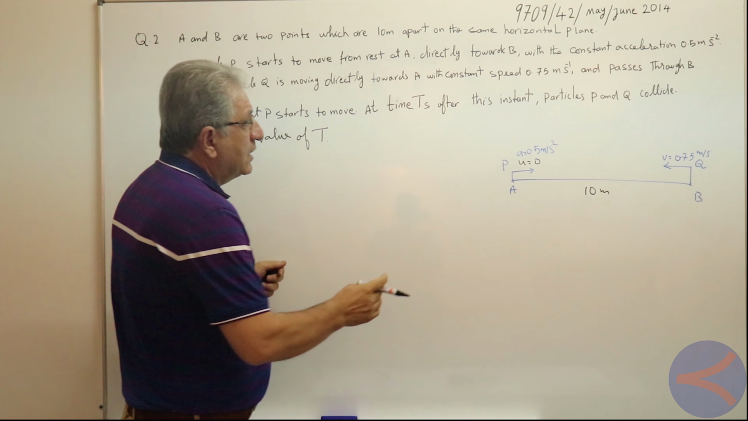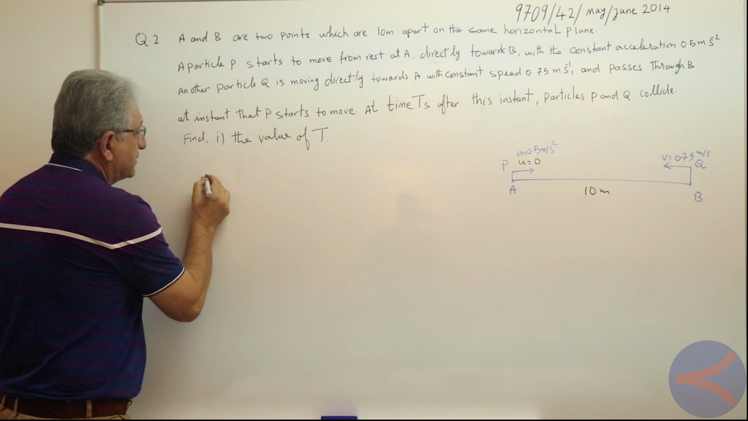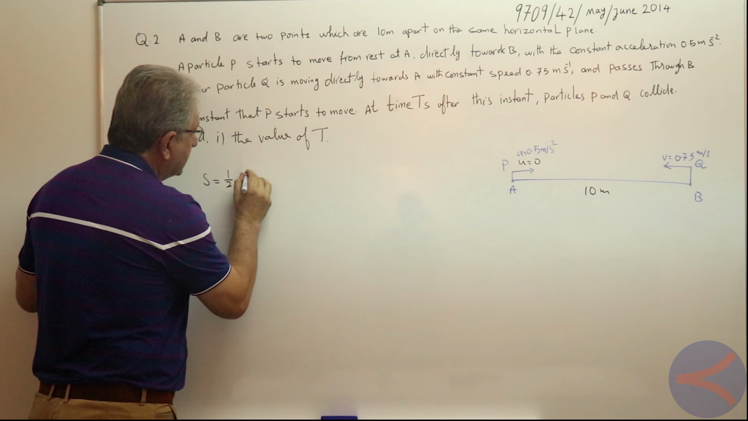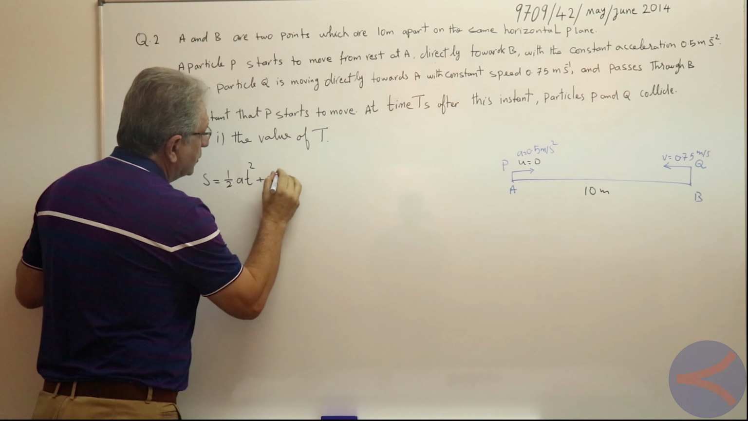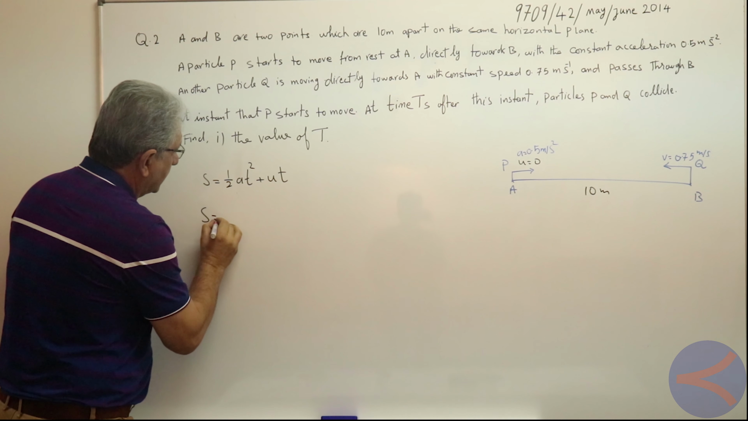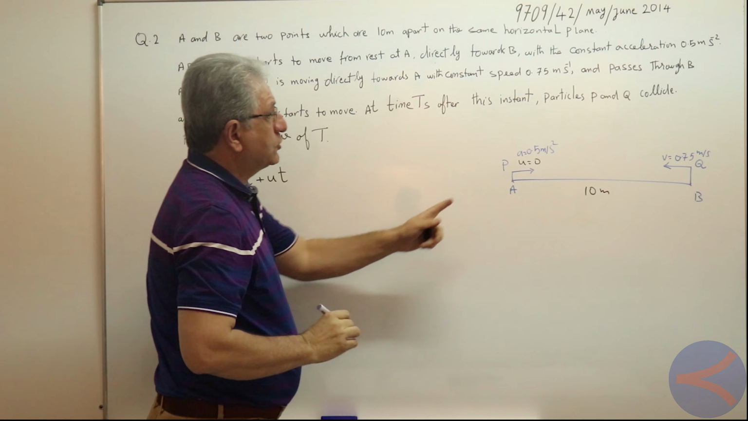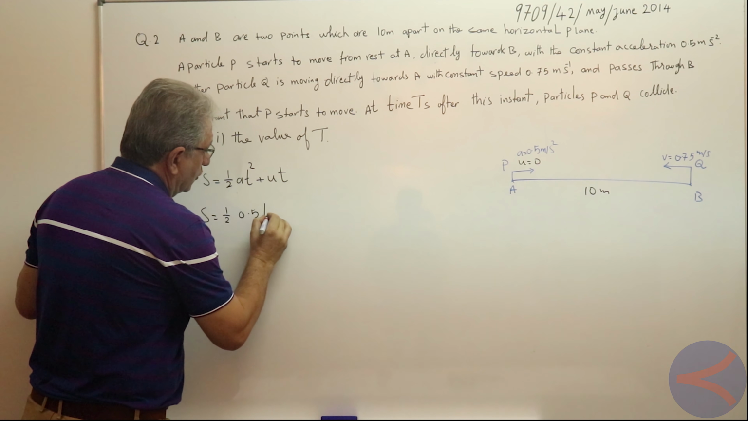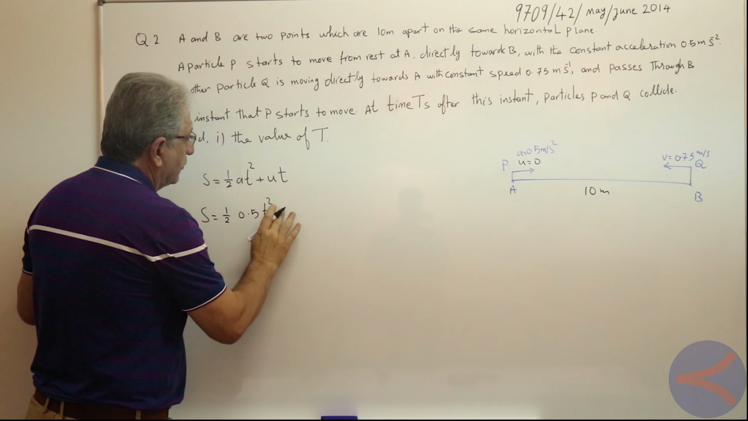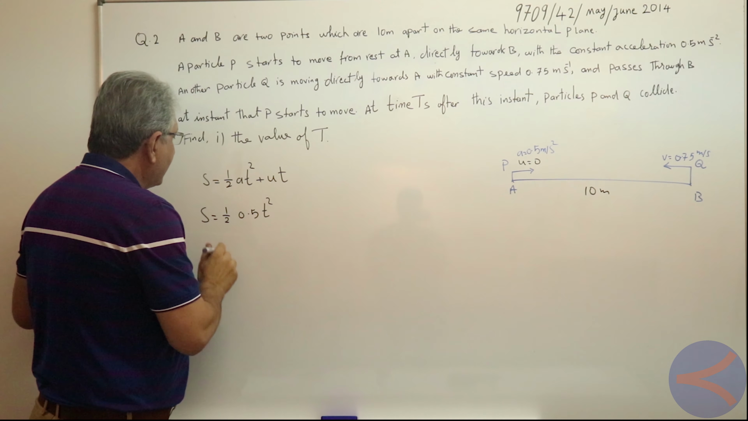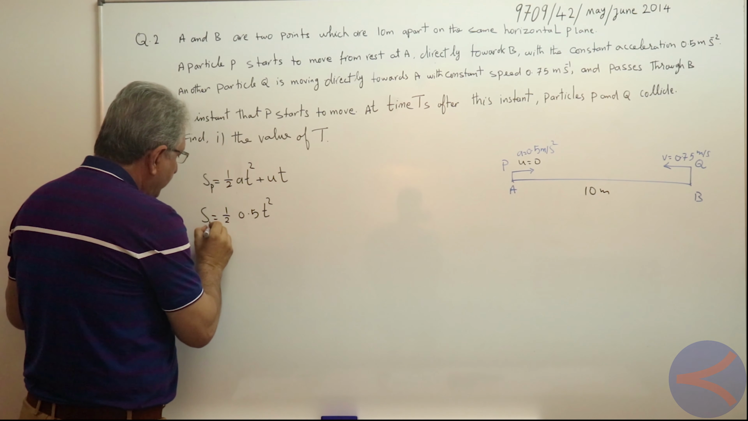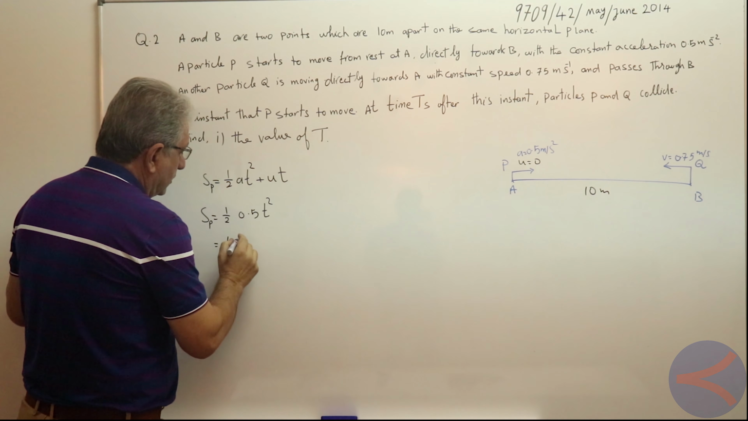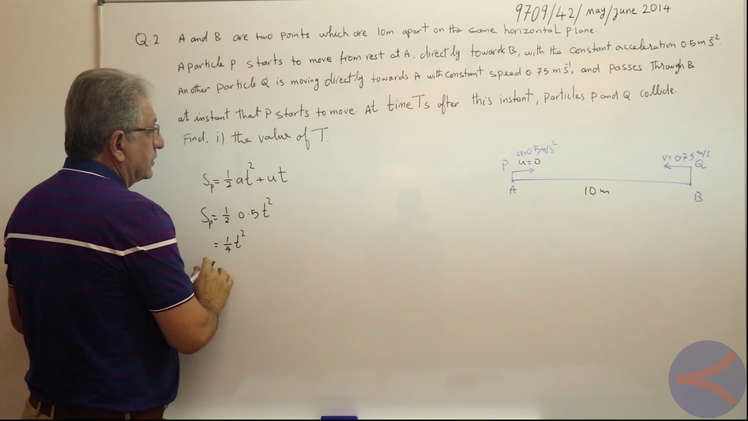Now let us see. S, the distance traveled, is equal to 1/2 at squared plus ut. For particle P, S will be equal to 1/2, a is 0.5, t we don't know, t squared. u is 0, therefore this is the distance traveled by P, which I will write as SP, which is 1/4 t squared.